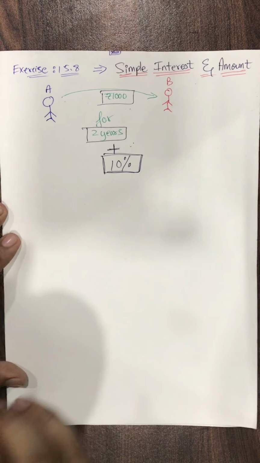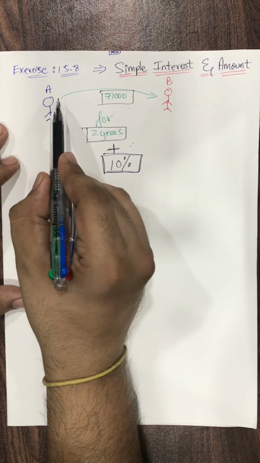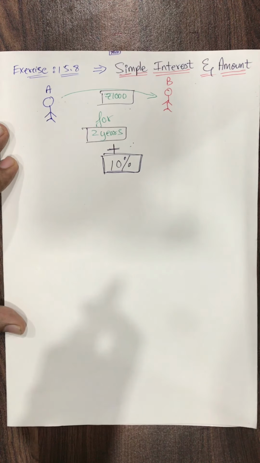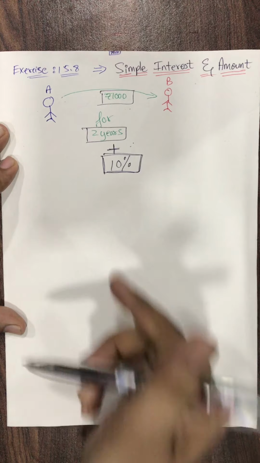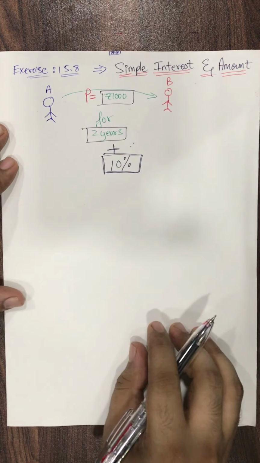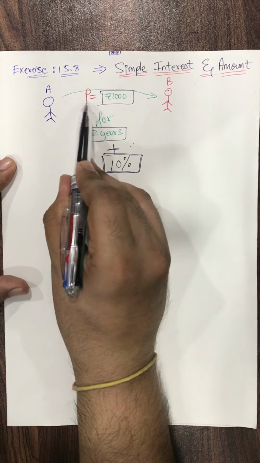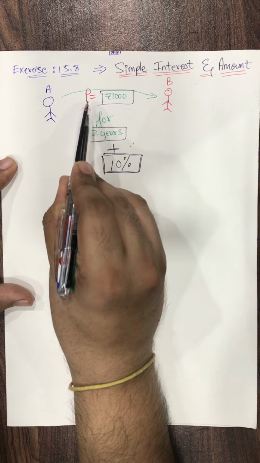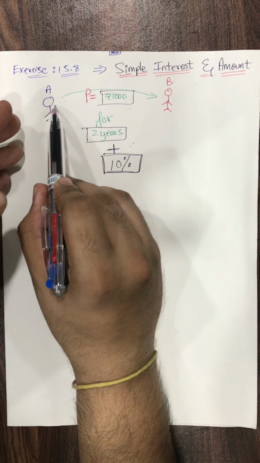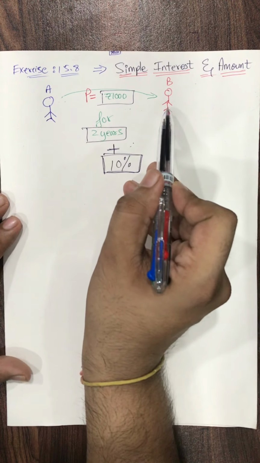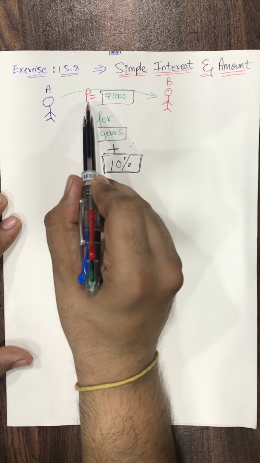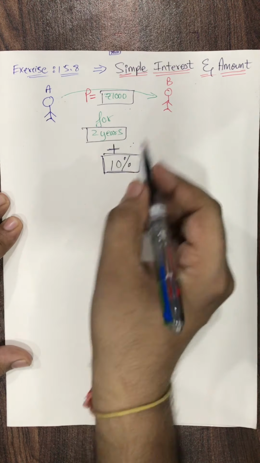Now listen carefully. The amount which A lends to B, or B borrowed from A, is called in the technical term in this chapter the principal, denoted by capital P. It's allowed in the exam to write capital P. So in a transaction, whatever money a person lends to another person, or a person takes as a loan, the basic money is called the principal, denoted by capital P.